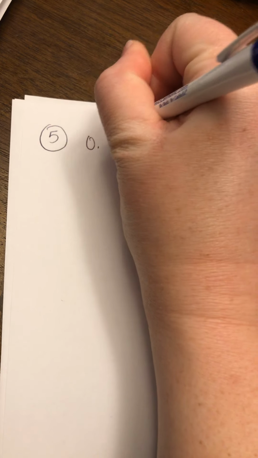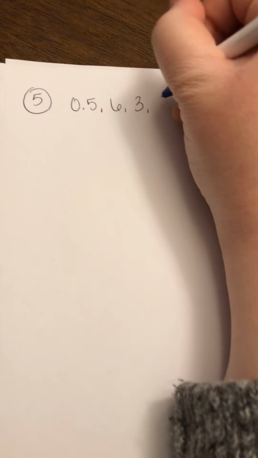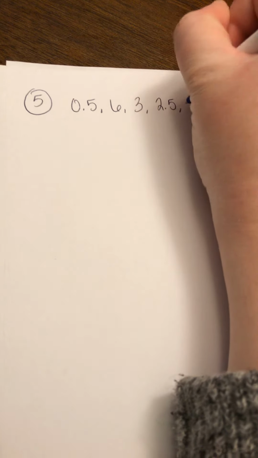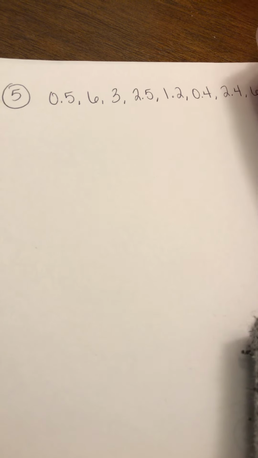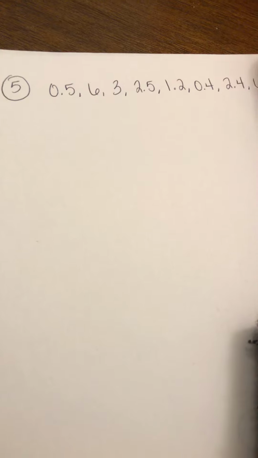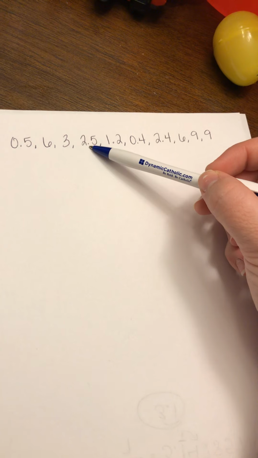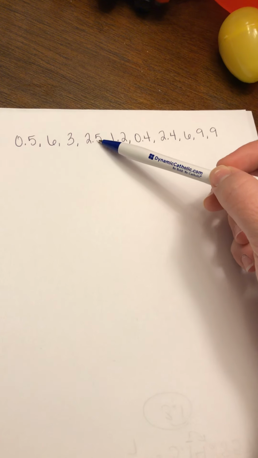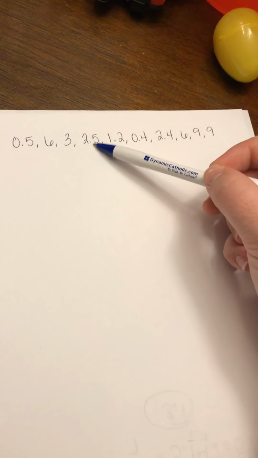And I'm just going to simply list out the data points that were given. So 0.5, 6, 3, 2.5, 1.2, 0.4, 2.4, 6, 9, and 9. Okay, now the big thing with this, since there are decimals, is that decimals have a tendency to look like commas. So we want to make sure that we know that that's a decimal, that that's one number instead of two.